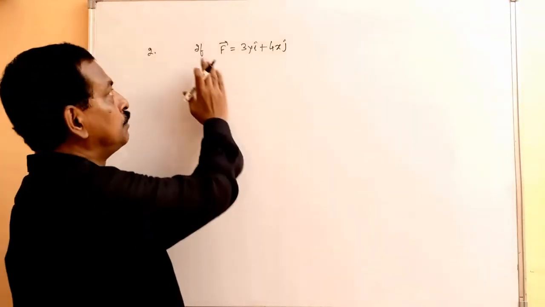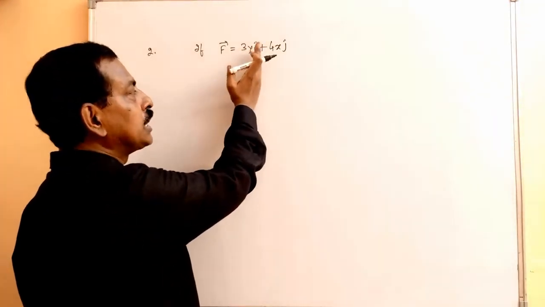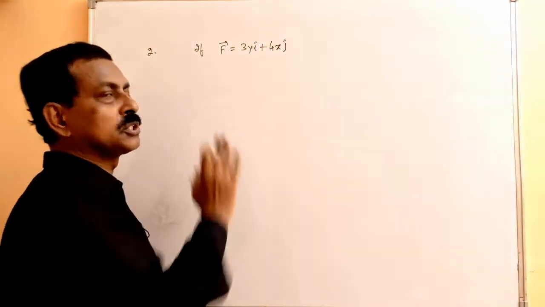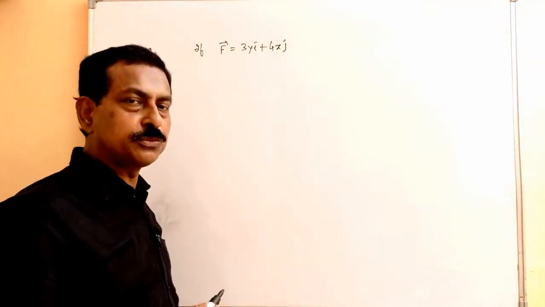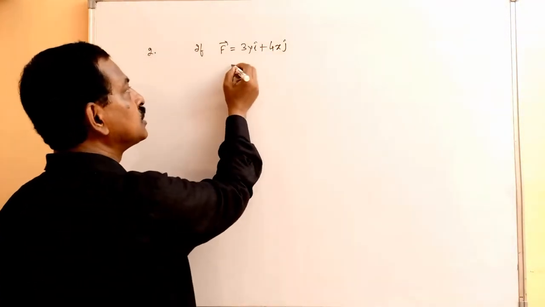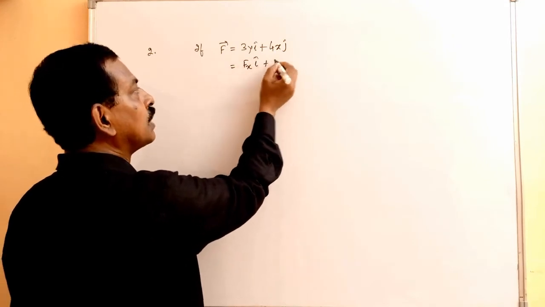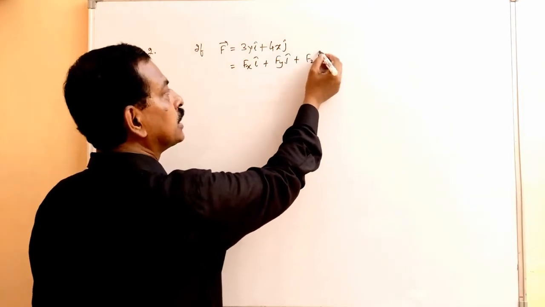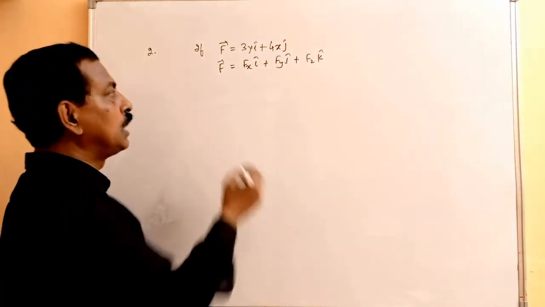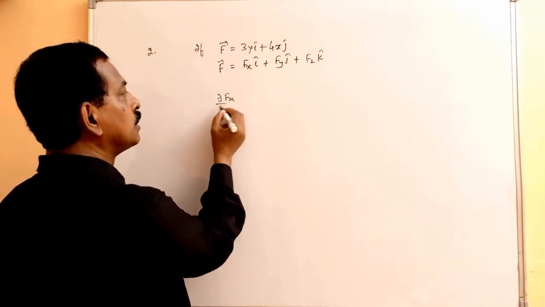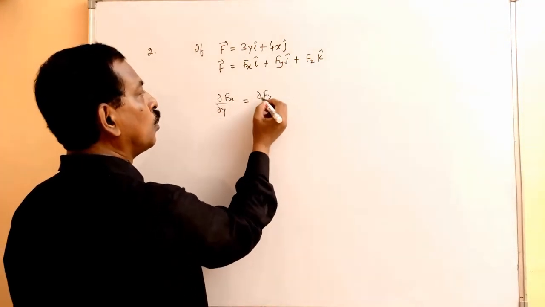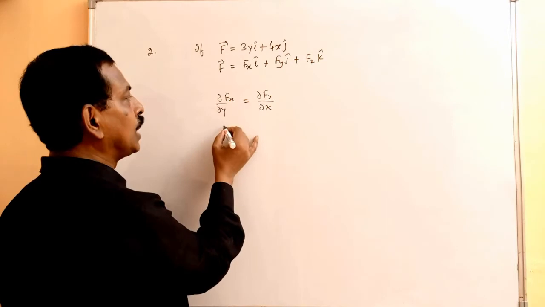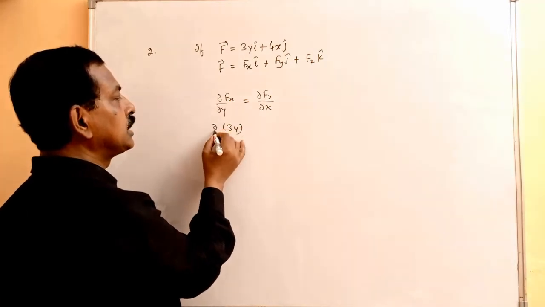Let's take another example. This time it is given F equals 3y i cap plus 4x j cap. You have to see whether this is the expression for conservative force or non-conservative force. So again, here if you consider, this is your Fx i, Fy j and Fz k. So let's take now ∂Fx/∂y. Now in place of this Fx, how much is it? 3y. And you are differentiating it with respect to y.